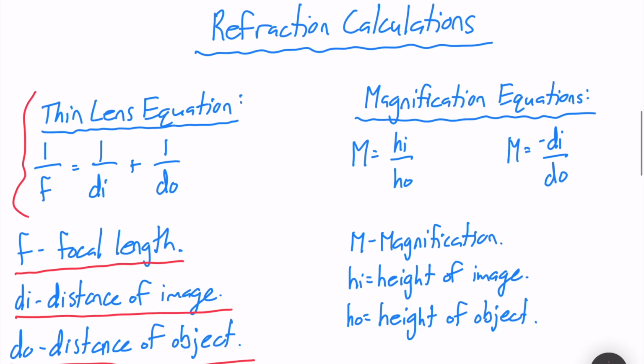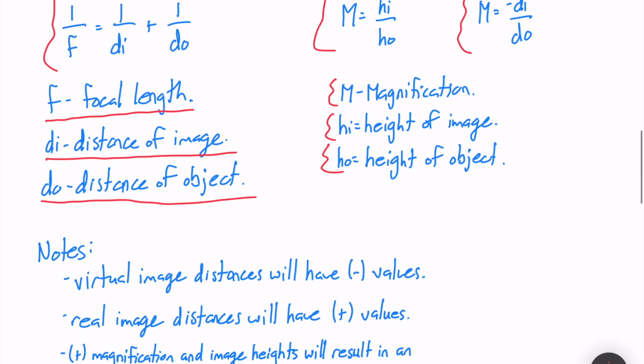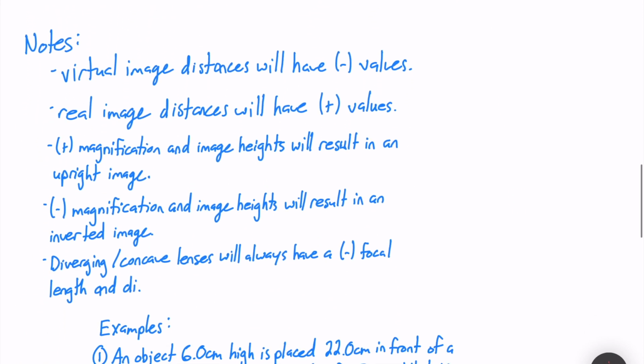And over on the right side here we have the two magnification equations. We have m equals hi over ho, and m equals negative di over do. Just quickly, m is for magnification, hi is the height of the image, and ho is the height of the object. So let's take a look at a few notes here before we go over a couple examples.